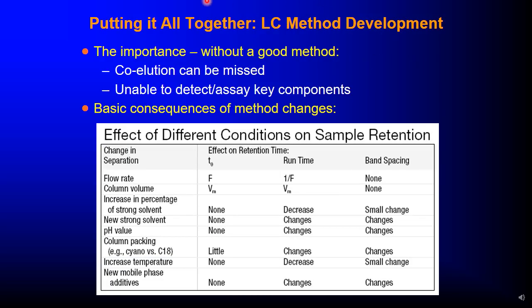So putting it all together, the liquid chromatography method. Its importance: without a good method, coelution can be missed, and you are unable to detect key components. So, basic consequences of method changes. So you can be able to see.